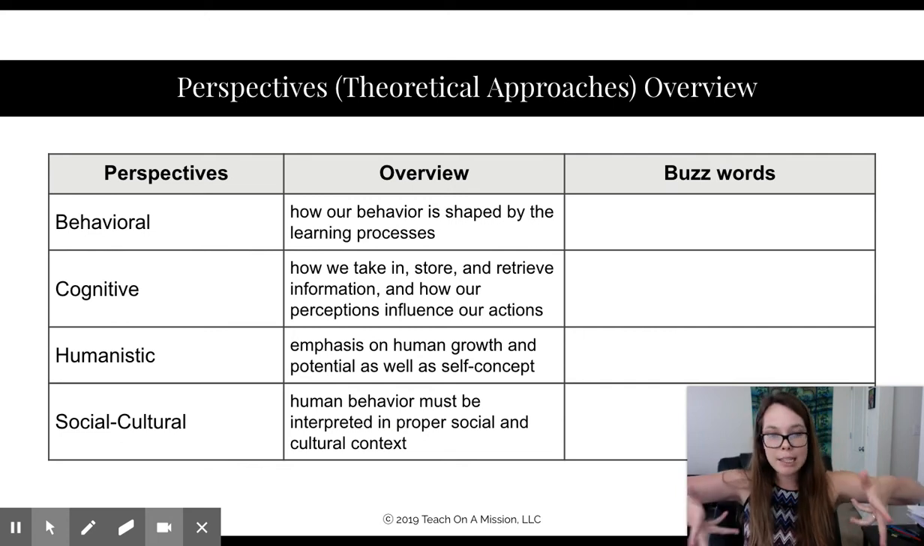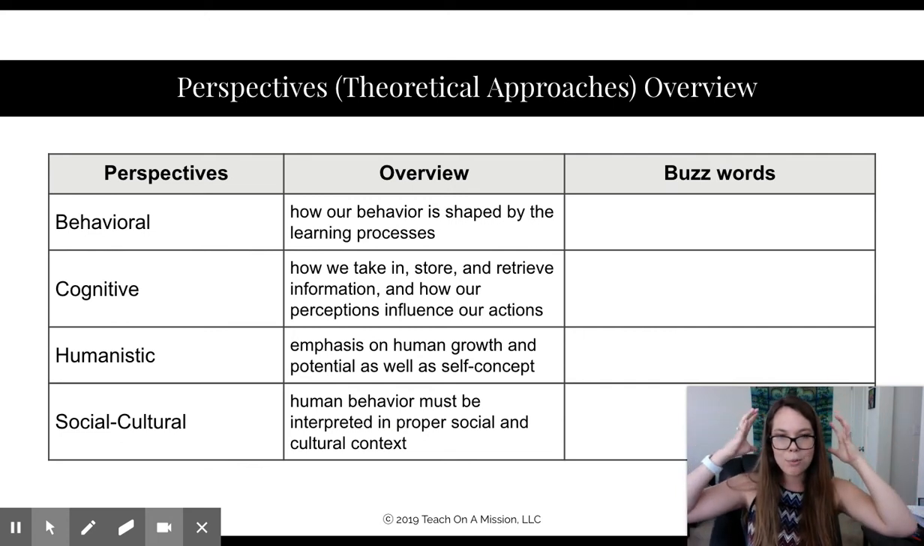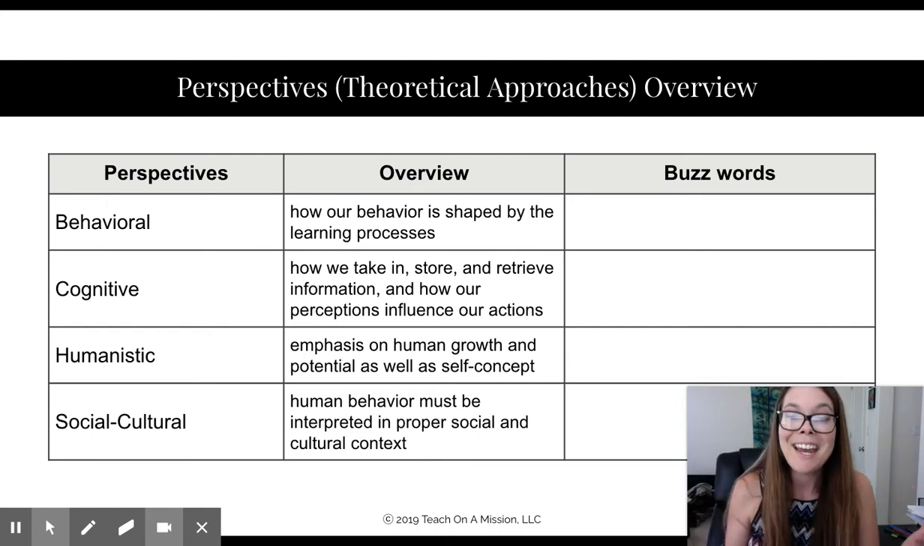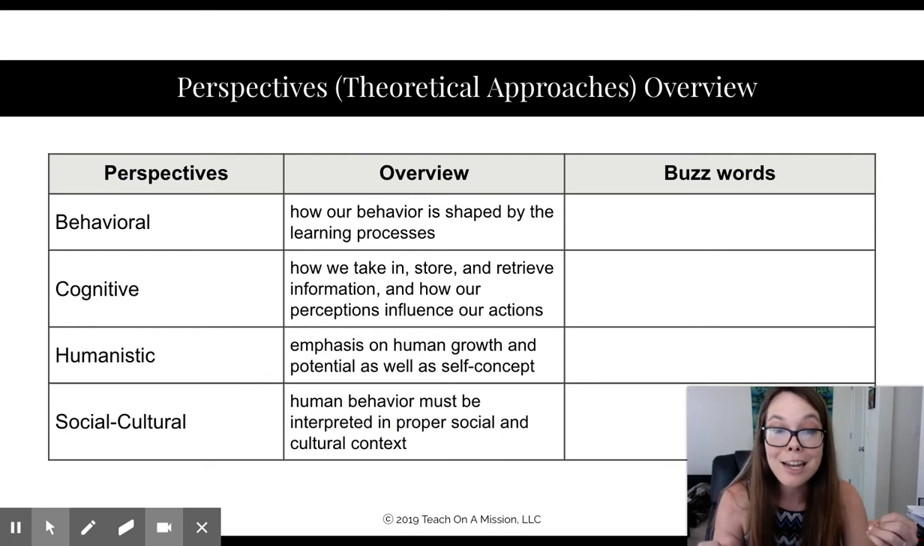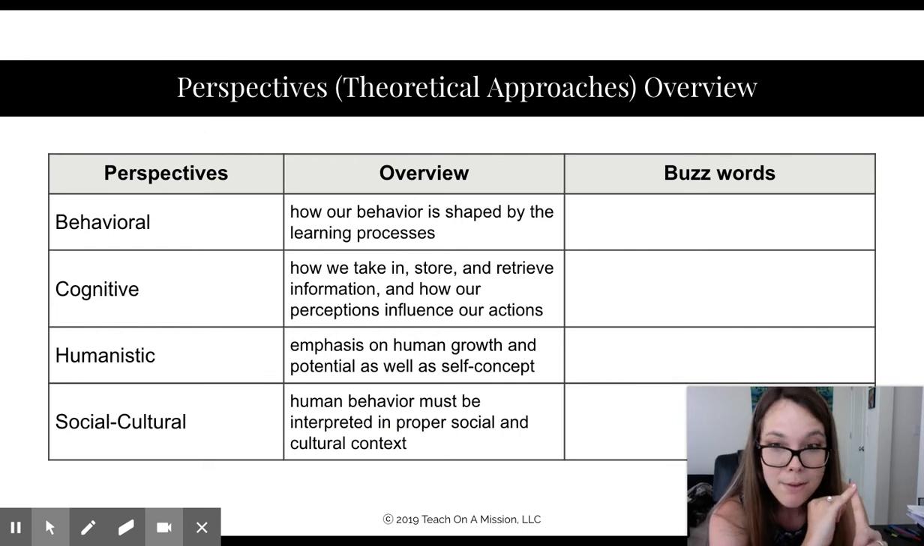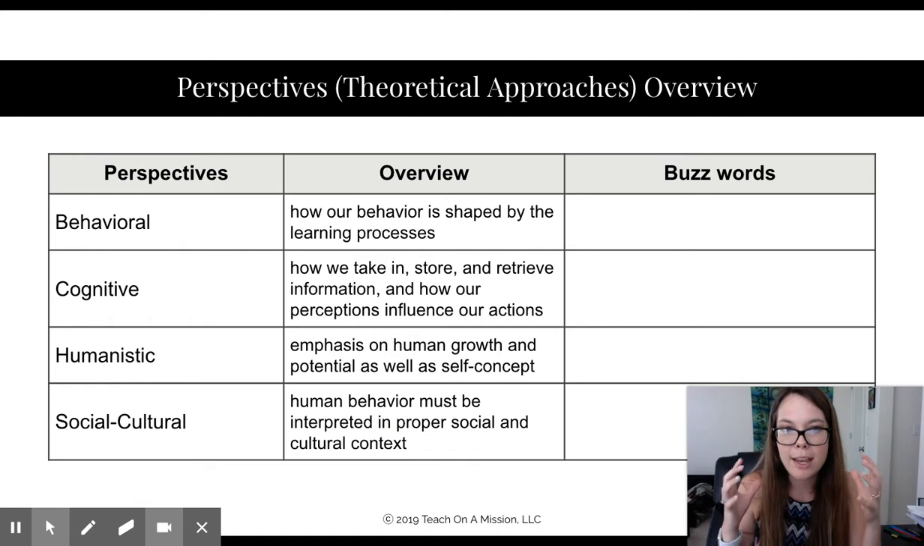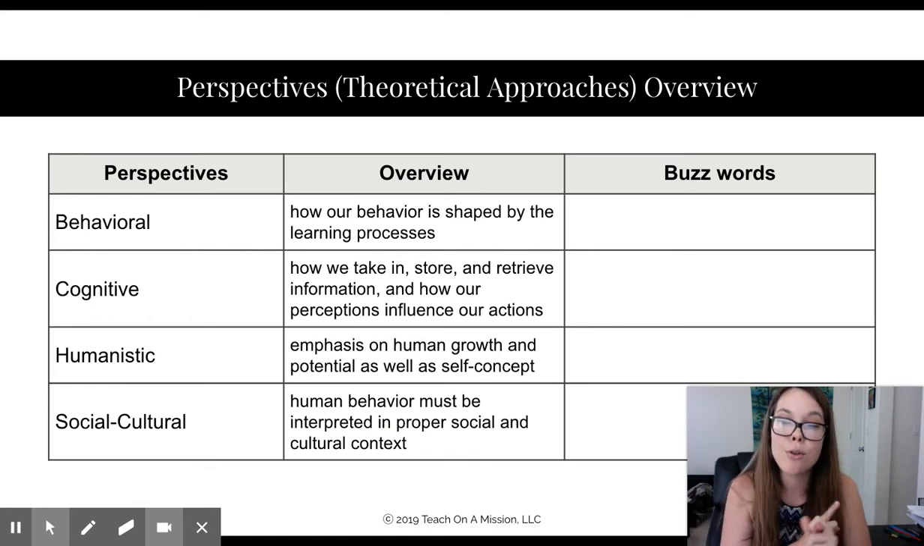And last but not least, the last lens you can put on through a psychology perspective is sociocultural. And this one is huge. It's exactly how it sounds. The sociocultural lens looks at the person's social life and their cultural life. And what that means is, how do your behaviors change due to your social circles and your cultural circles?